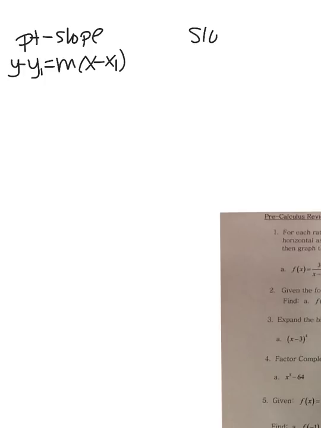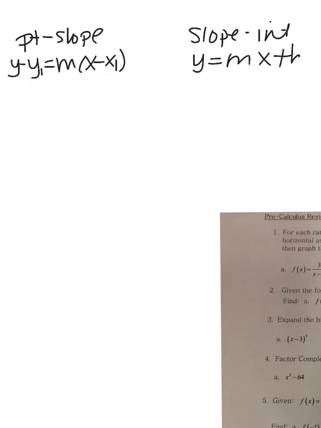So point-slope, that's y minus y1 equals the slope times x minus x1. Slope-intercept, that's y equals mx plus b, right? Because you have your slope and your y-intercept.